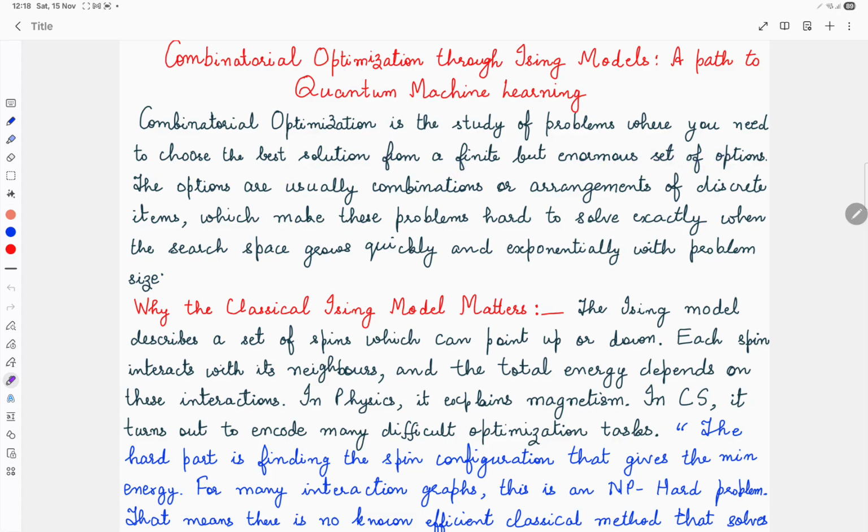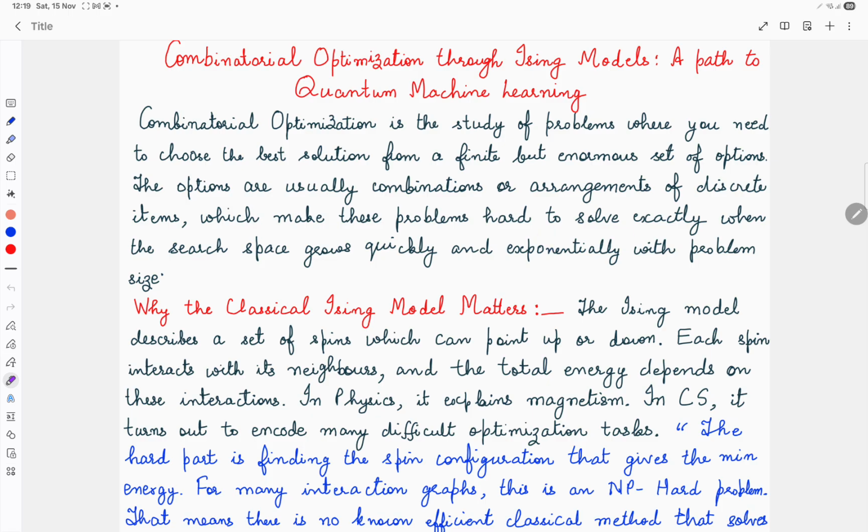set of solutions. Now, these set of solutions which are available to us are usually combinations or arrangements of discrete items. So that is why these are called as the combinatorial, because of the combinations of discrete items in the solutions.